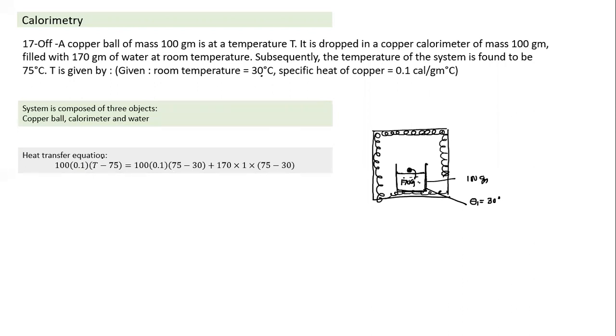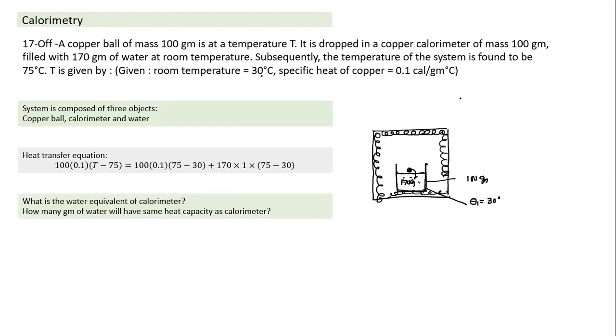Energy lost is 100 into specific heat capacity into change in temperature, the initial temperature minus the final temperature. Whenever you use calories and grams, mass also, everything you have to take in grams. That is the only thing you need to be careful about. This is equal to 100 grams for the copper calorimeter, simple substitution, 75 minus 30, plus 170 grams of water, 1 into 75 minus 30. Very easily you can calculate T here.